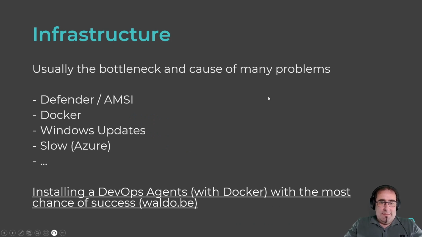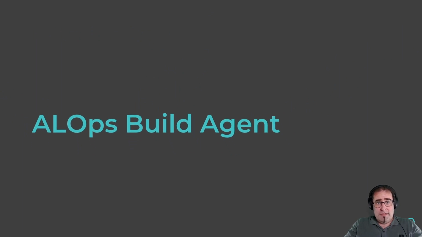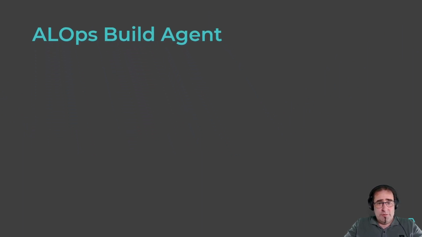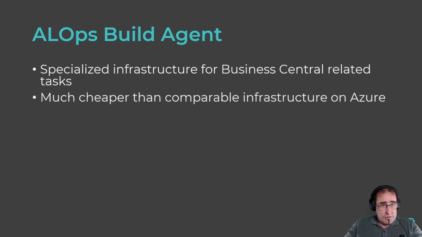It's not that easy. So there comes obviously ALOps Build Agents. And our idea of providing to you is obviously a fast build agent. So we have picked out hardware that is specialized for Business Central builds, that makes the builds fast, running the tests fast, and the deployments fast. And we are cheaper than on Azure. If you compare with similar hardware on Azure, we are like 4 or 5 times cheaper.